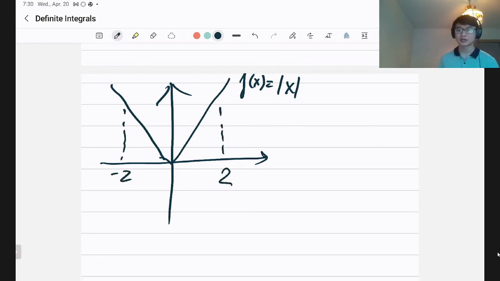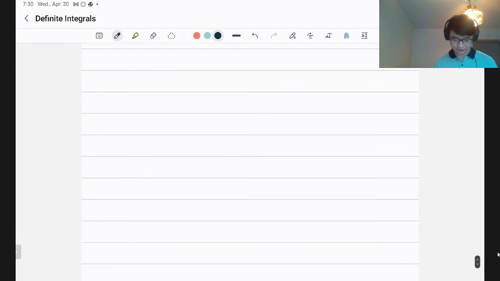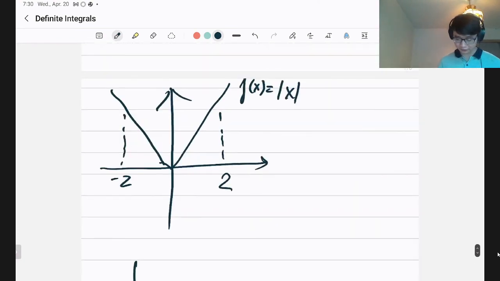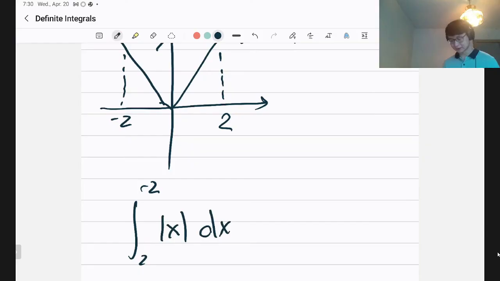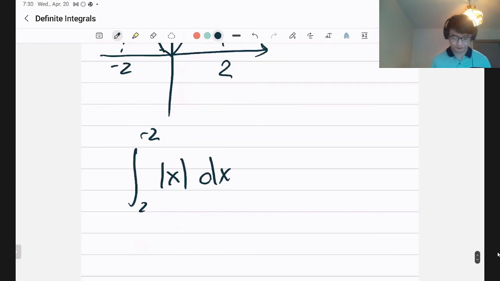Of course, you can use the Pythagorean theorem to solve this, because you have the height and you know the base, so you can find the area very simply. But let's do this the other way, using the integral, since we're learning it. So the integral is from negative 2 to 2 of the absolute value of x dx. How can I do this?